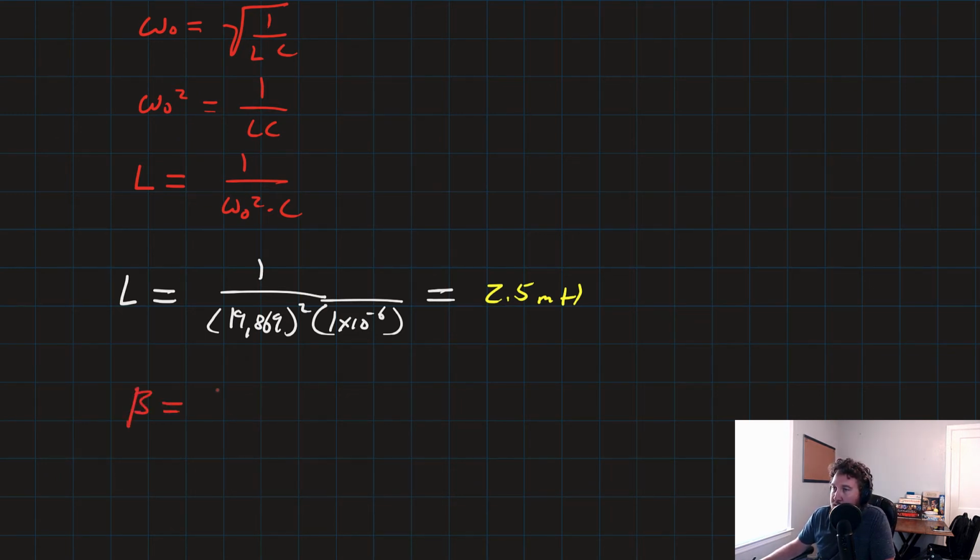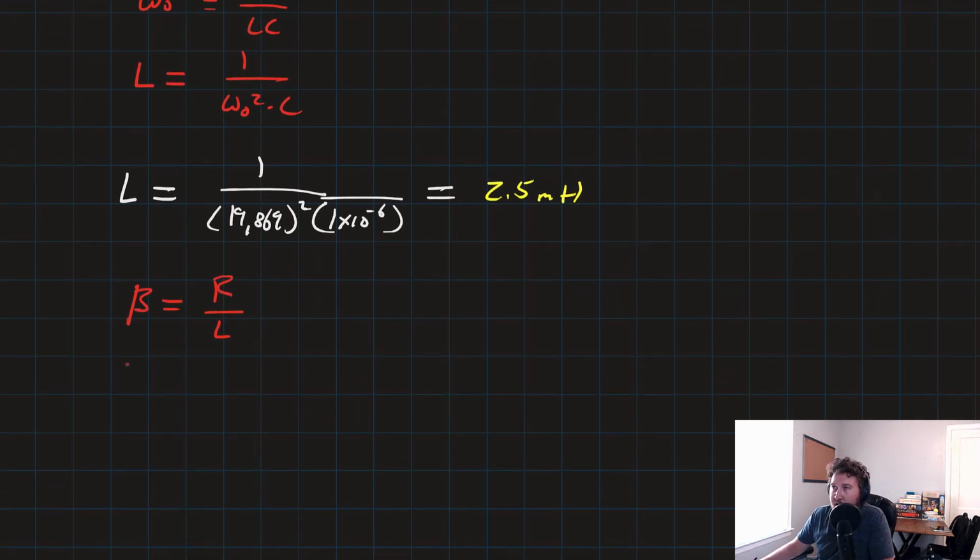There's our inductor. So now the next best equation for our resistor is going to be bandwidth. Bandwidth is equal to R over L. So we can rearrange that and say that R is equal to bandwidth times L. Because we'd like to know what our bandwidth is, let's calculate our bandwidth real quick.